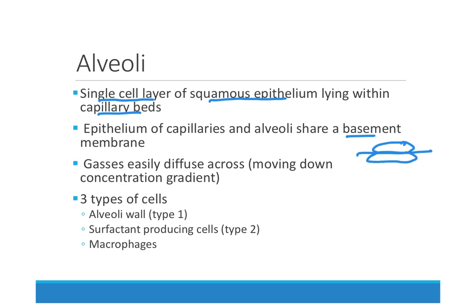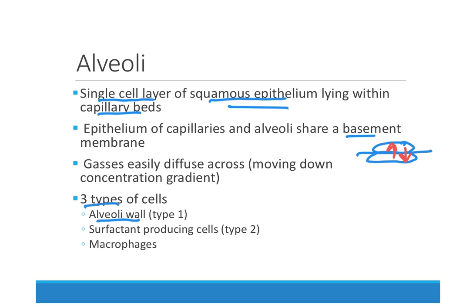They're really stacked right on top of each other so that gases such as oxygen and carbon dioxide can quickly move back and forth across all of these cells. Your alveoli are made of 3 different types of cells. There are the cells in the alveolar wall. They're known as type 1 cells, and they are this squamous epithelium.